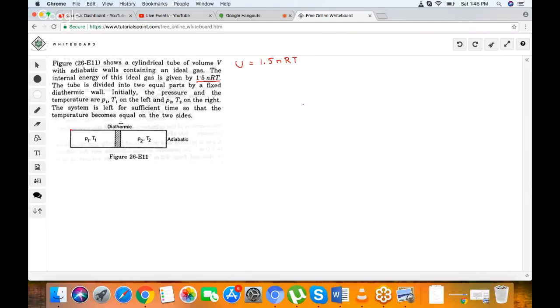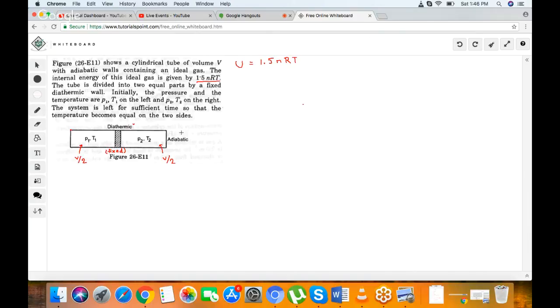All right. So there is this diathermic wall which is fixed. So what does it mean? It means that the volume of the left part and the volume of the right part will remain fixed. Fine. So initially the pressure and temperatures are given on both sides. Since the partition is dividing the entire volume equally, the volume of this side will be V by 2 and that side also the volume is V by 2.